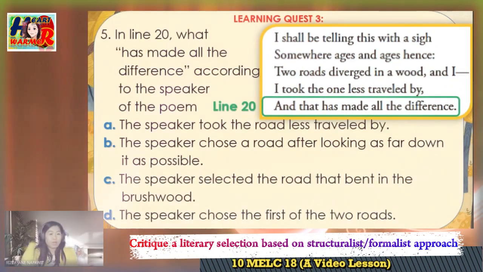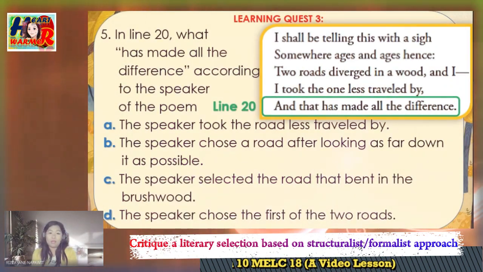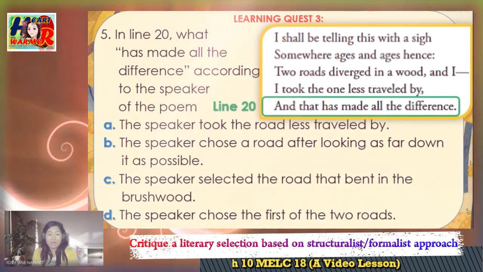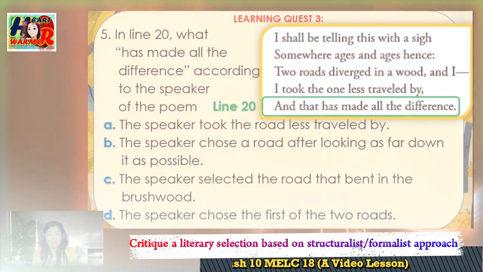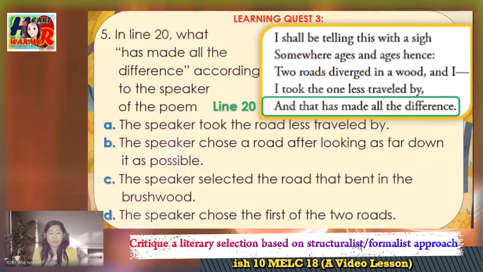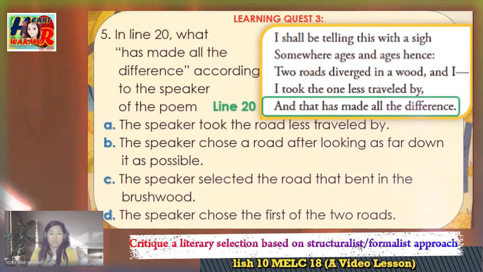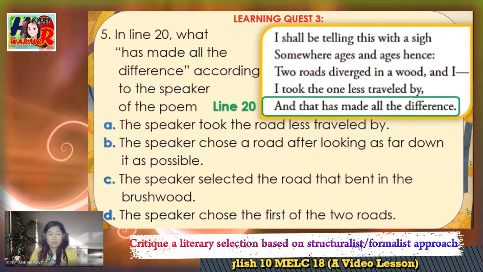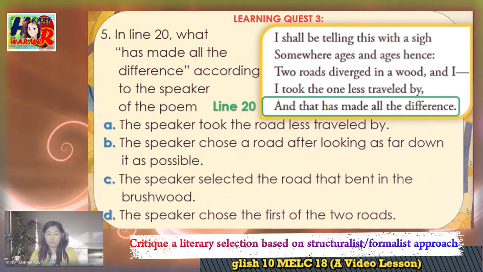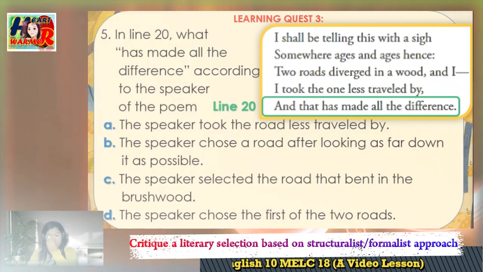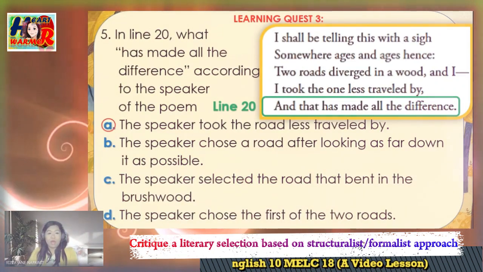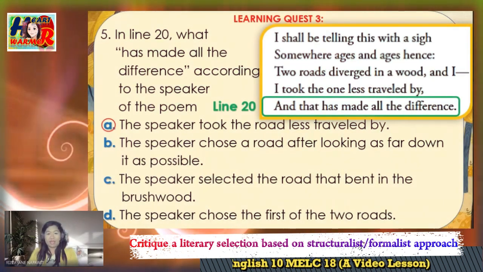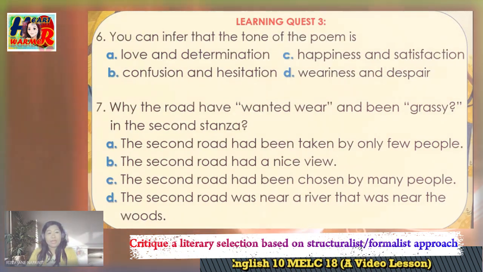Is it referring to A, the speaker took the road less traveled by? B, the speaker chose a road after looking as far down it as possible? C, the speaker selected a road that bent in the brushwood? Or D, the speaker chose the first of the two roads? So if you answer letter A, obviously that is the correct answer. Let's proceed to number 6.